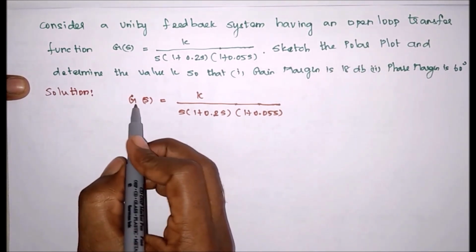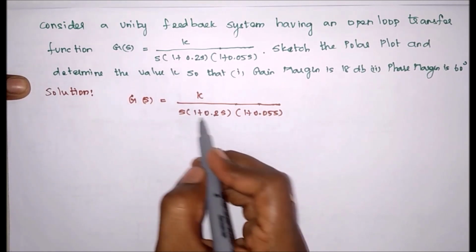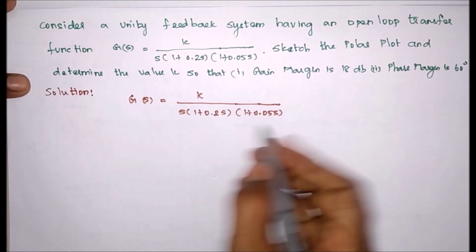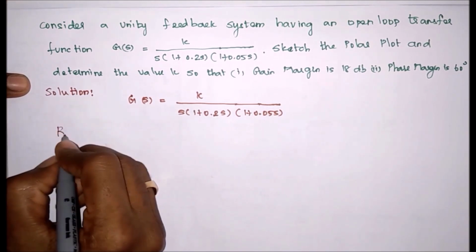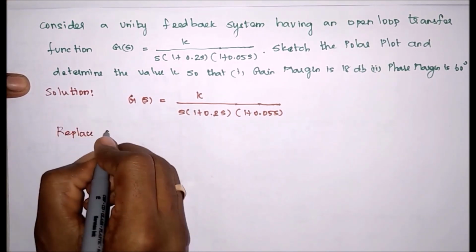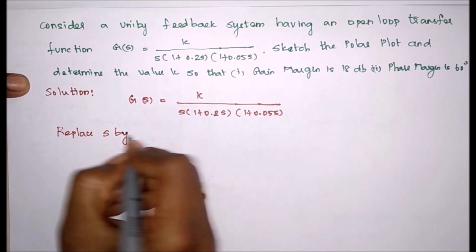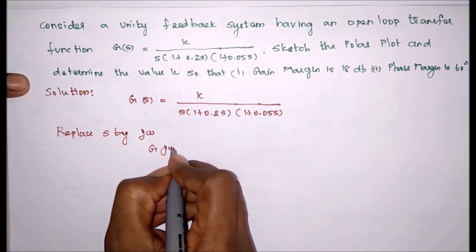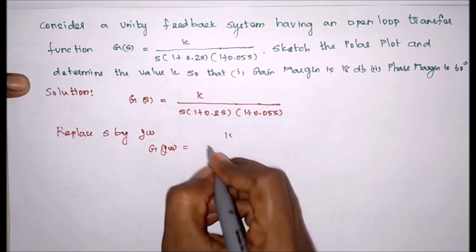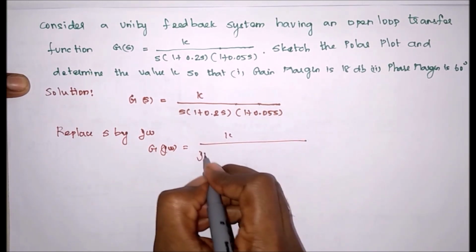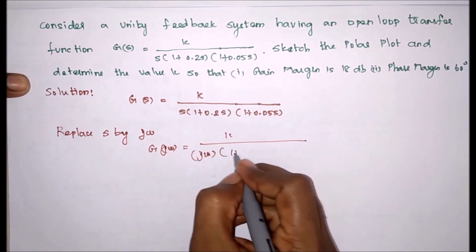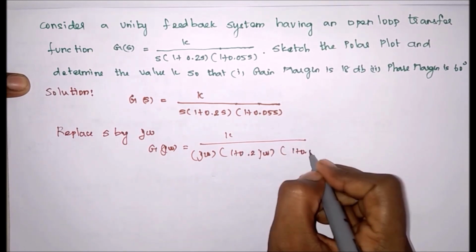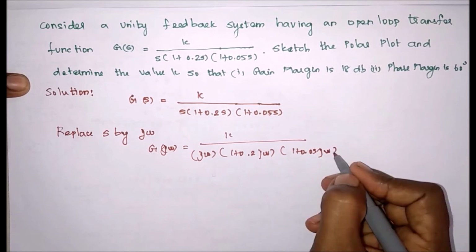The solution: G(s) equal to K divided by s into (1 plus 0.2 s) into (1 plus 0.05 s). Now we have to replace s by j omega. Therefore, G(j omega) equal to K divided by j omega into (1 plus 0.2 j omega) into (1 plus 0.05 j omega).